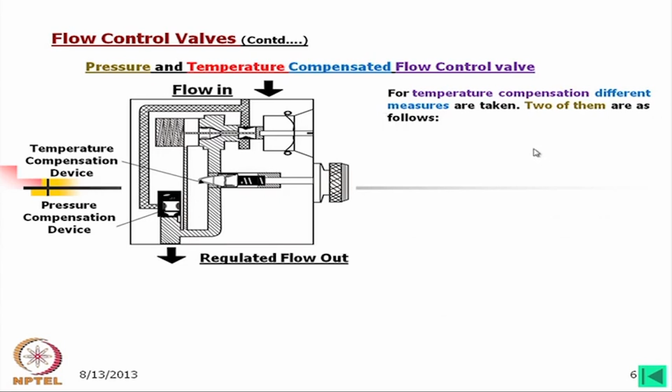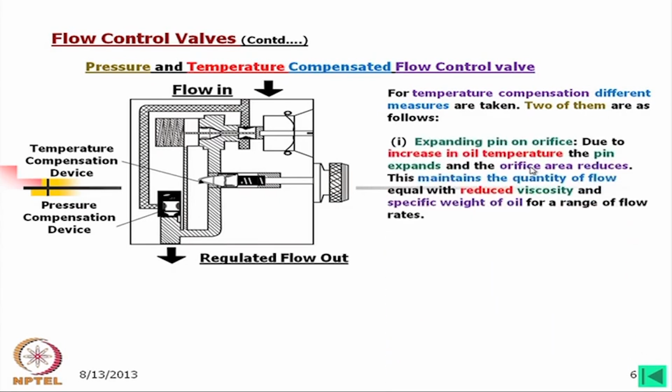Different measures are taken. Two of them are as follows: one, expanding pin or orifice. On the orifice, due to increase in oil temperature, the pin expands and the orifice area reduces. This maintains the quantity of flow equal with reduced viscosity and specific weight of oil for a range of flow rates.